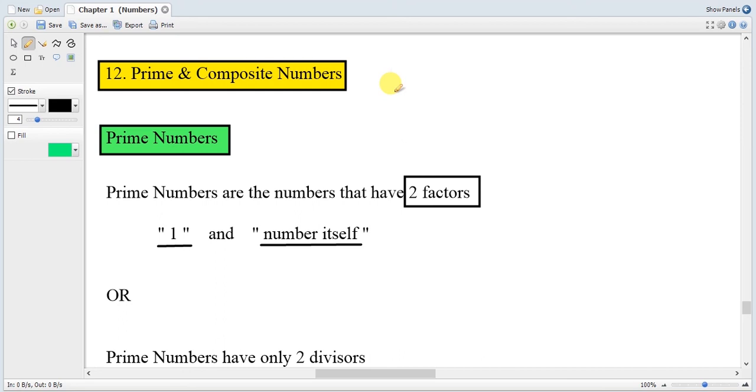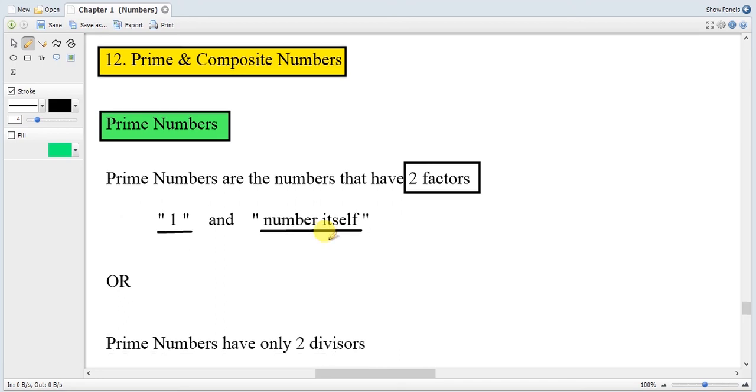We'll take an example to make this concept clear. Prime numbers are the numbers that have two factors. What are those two numbers? The number 1, there should always be the number 1, and the number itself, right? For example, let's take other than 2, so that we are not getting confused between the two factors and the number 2. So we'll start with 3.